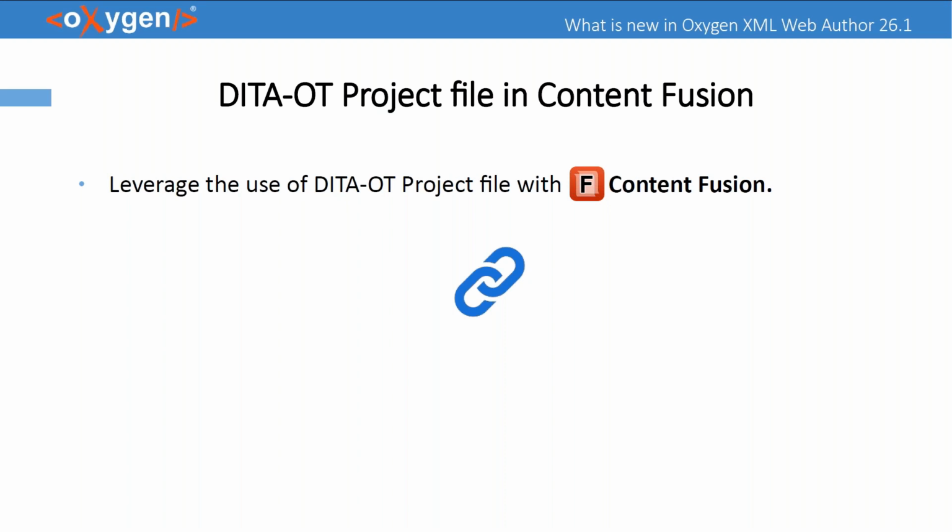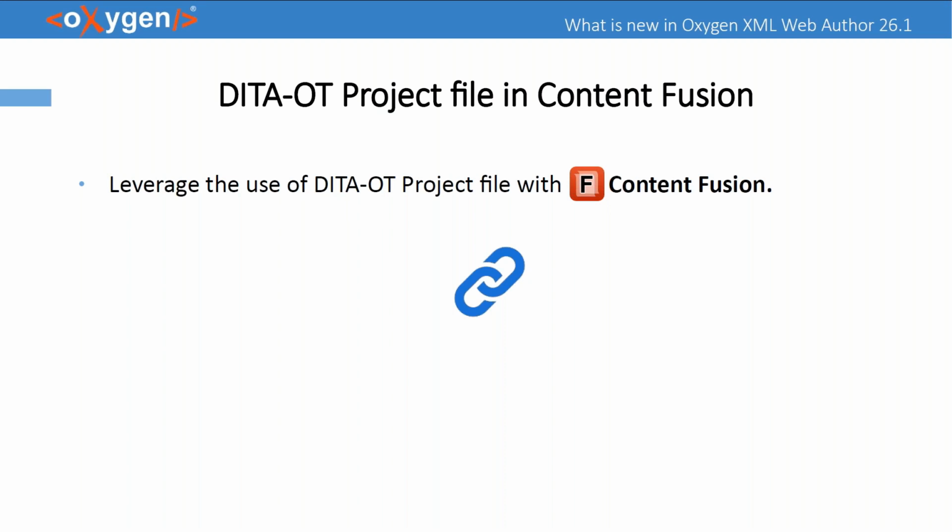And now let's take a look at another usage of the DITA-OT project file, now in Oxygen Content Fusion. Oxygen Content Fusion is a collaboration platform. You can define a Content Fusion project for a Git repository, and then you can start preview tasks and share it with your team from the platform, where you can edit concurrently. You can push and pull changes from the repository and many other things. Another thing to mention is that in Content Fusion projects, the DITA-OT project file is a first-class citizen.